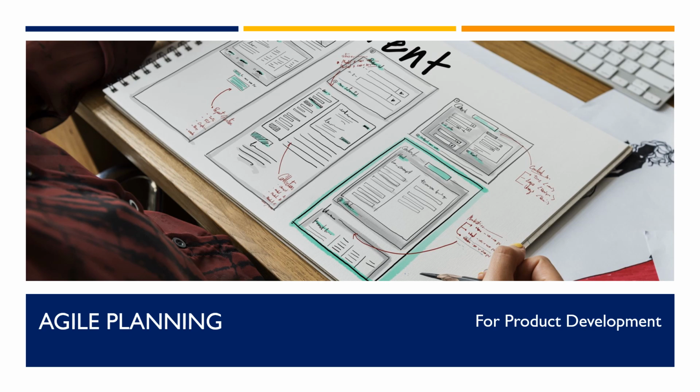Hi, and welcome to this lesson on Agile planning for product development. In the lesson, we examine the 6 levels of Agile planning and briefly consider the actions required at each level.